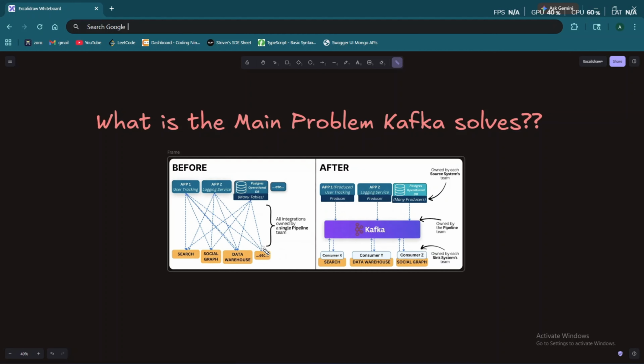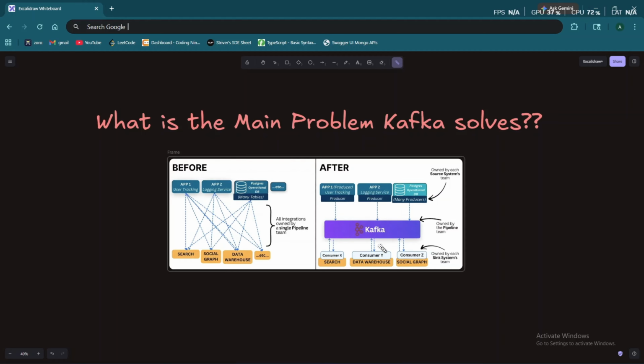And one big pain point here is all integrations are owned by a single pipeline team. When I say a single pipeline team, one team needs to take responsibility of this whole pipeline where each and every app is connected to n downstreams. So if we see, essentially here it is O of n square, right?